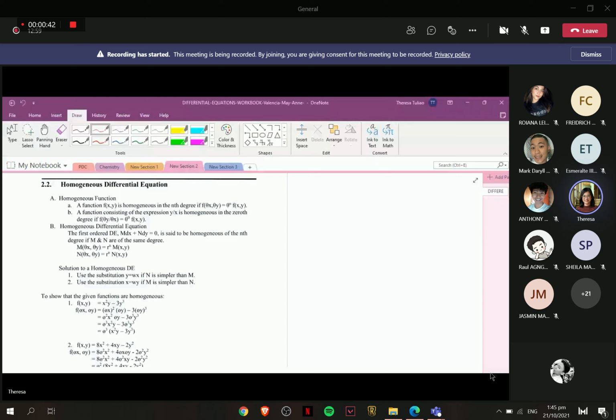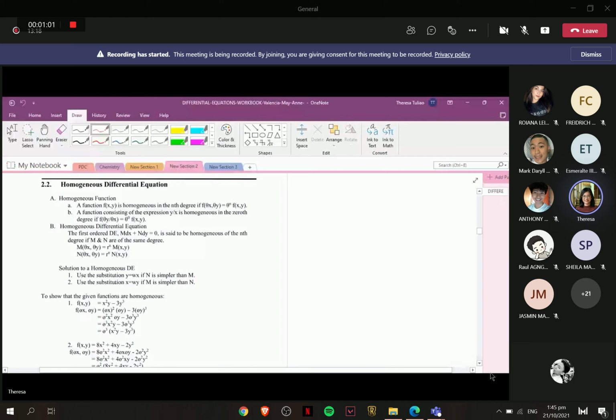A function f(x,y) is homogeneous of the nth degree if, when you test f(θx, θy), it will be equal to θ raised to n times the function f(x,y). We'll have an example of that later.